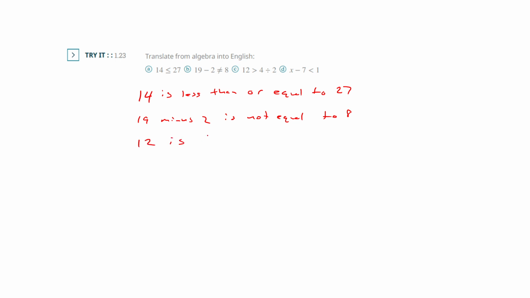12 is greater than, so left to right, that's the larger side, greater than 4 divided by 2. And lastly, x minus 7, so I'm going this way, this is the smaller side, less than 1.